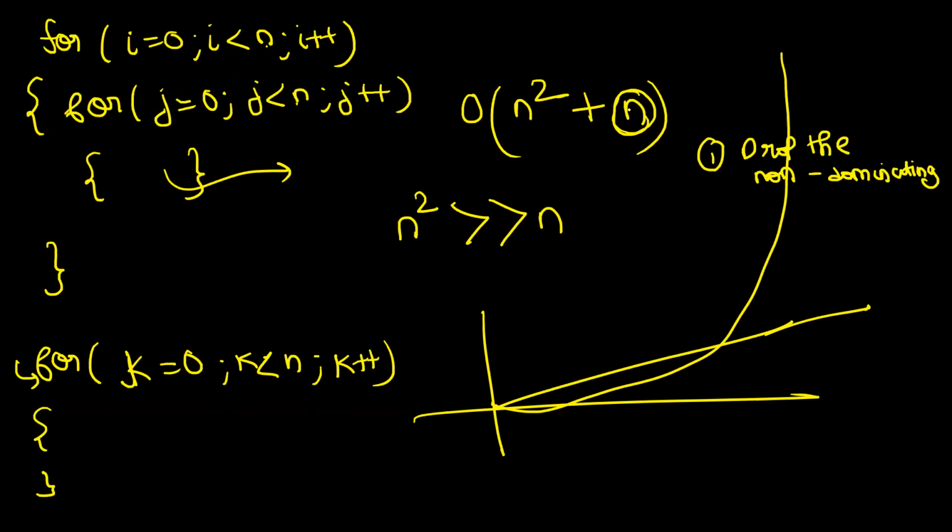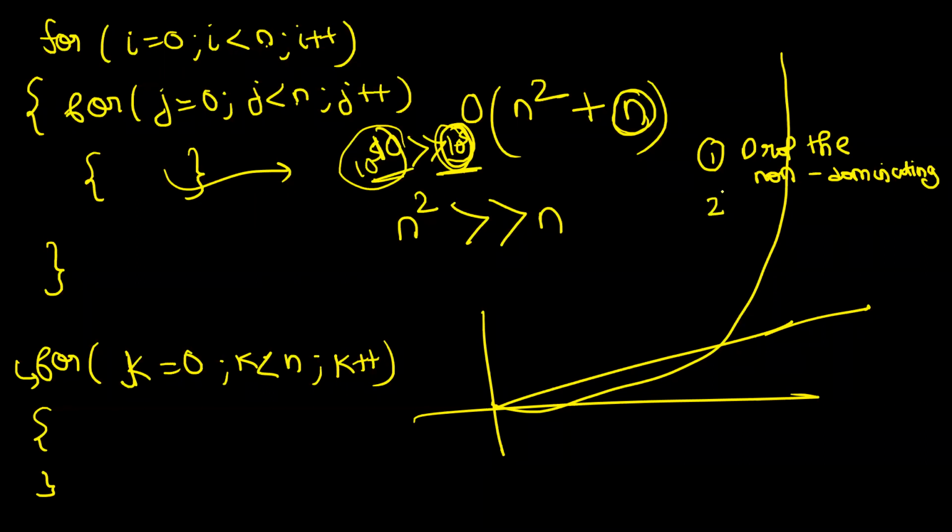So I will drop the non-dominating term. With respect to this n square, this n is non-dominating. So I can drop this non-dominating term. Non-dominating term means, if the value of n is 10 raised to 5, then n square is 10 raised to 10. So 10 raised to 10 is much, much greater than 10 raised to 5. This is a very large number and this is a very, very small number as compared. So definitely n square is much, much larger than n. So you can just drop this term.